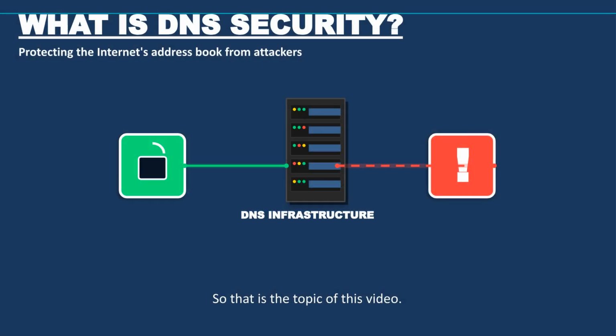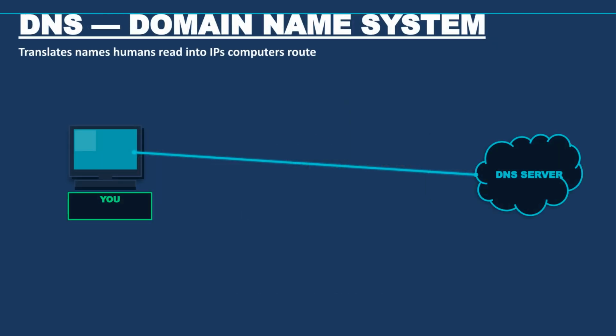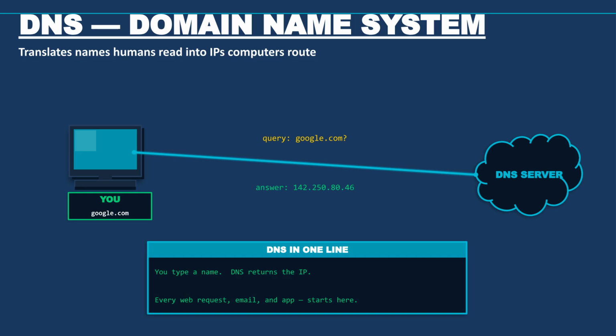DNS security protects the Internet's address book from attackers. This is essential for ensuring that users are connected to the intended online services without malicious interference. The Domain Name System, or DNS, translates human-readable names like google.com into IP addresses that computers use to route traffic. Every web request, email, and app interaction begins with a DNS query.